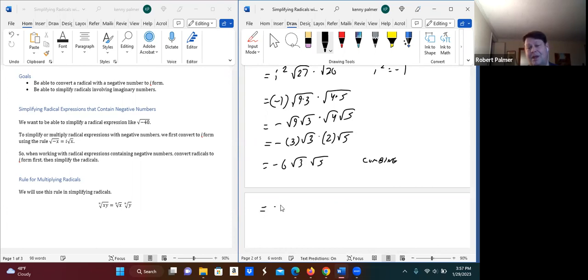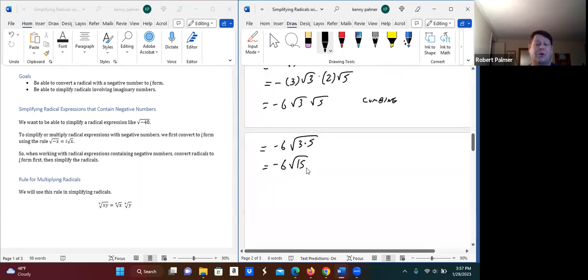So now this can be negative 6 times the square root of 3 times 5 on the inside, which of course, after all this, is negative 6 times the square root of 15. Okay, now, once again, check, there are no perfect squares in 15, so that's our final answer. Notice this time, this is strictly a real number. Okay, there's no i there, so it's just a real number. All right, let's take a look at a couple more examples.